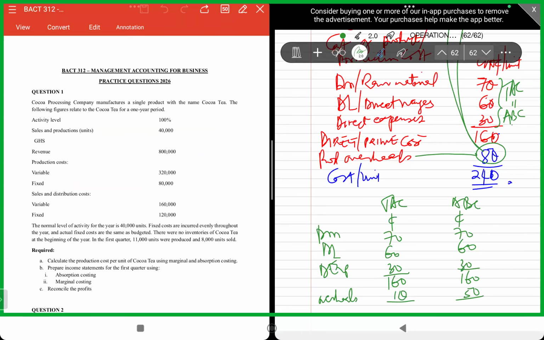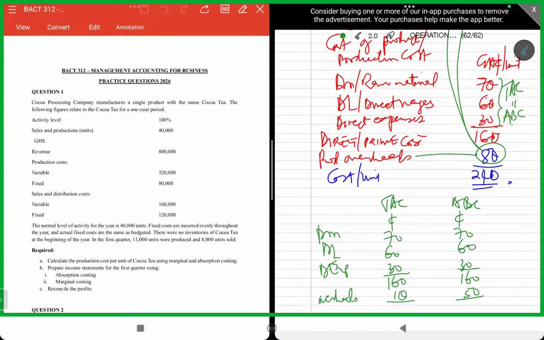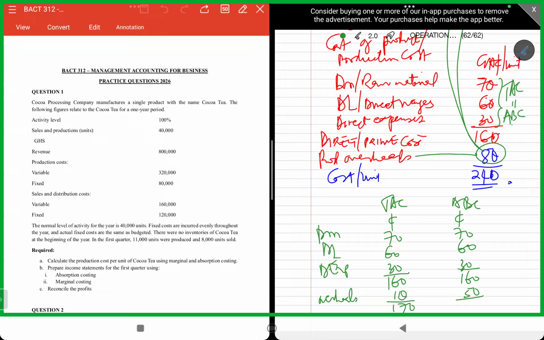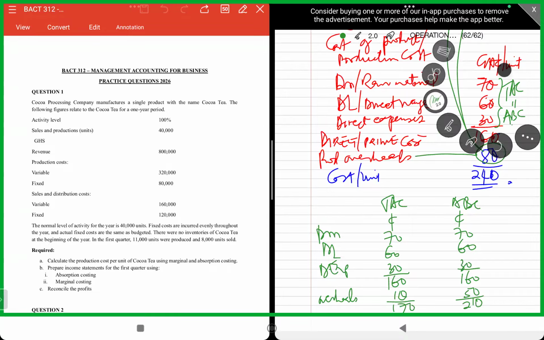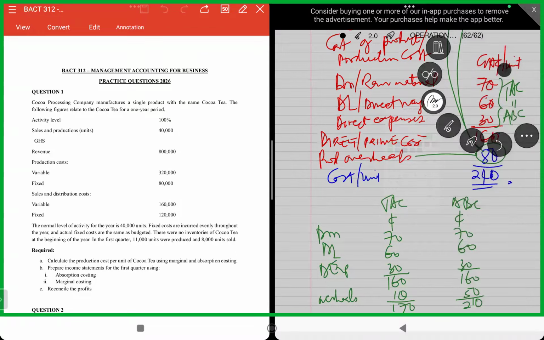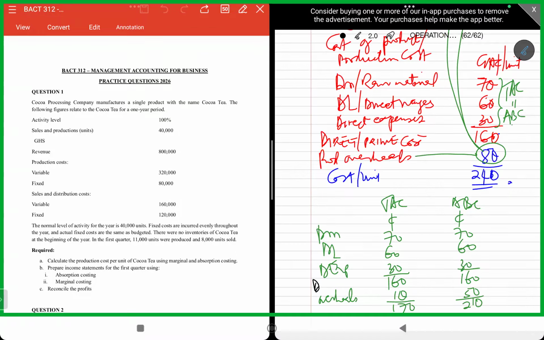The difference between the traditional absorption costing and activity-based costing is the way the overheads are computed. So you could see that with what I've just written, the total for the traditional absorption cost, the TAC, is what? 170. And the total for the activity-based cost is what? 210. So when we start to compute, these are called direct costs. The direct material and direct wages are called direct costs.